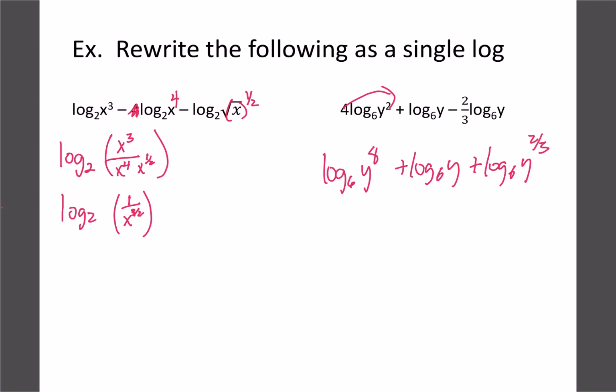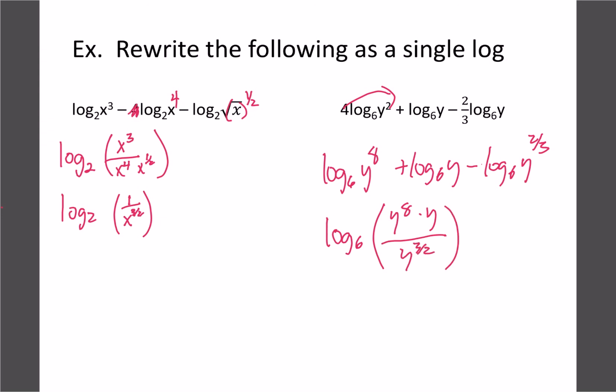And it's a minus, not a plus. Let me fix that. And that's it. So we've got all of our log 6's. So we can put all those together. We'd have y to the 8th times y divided by y to the 3/2.